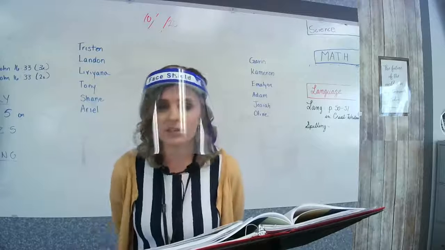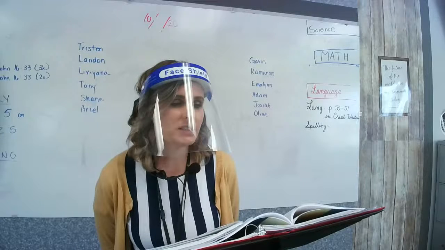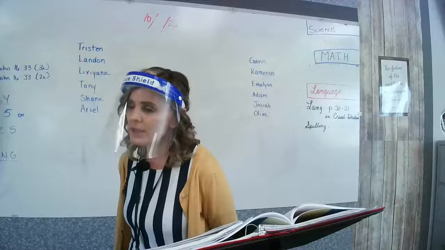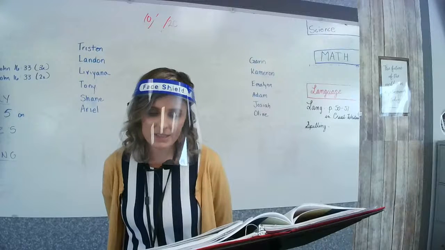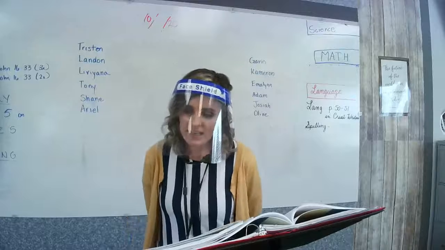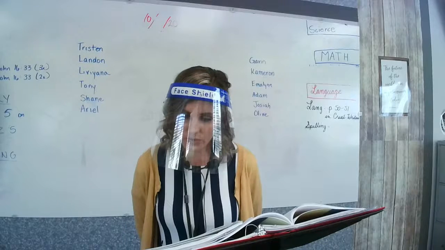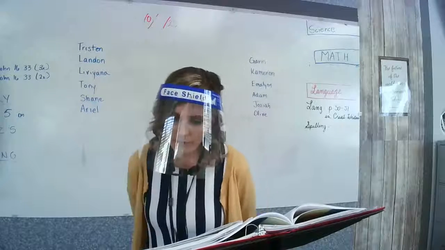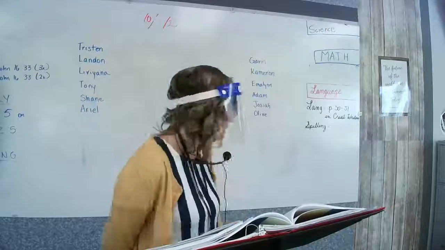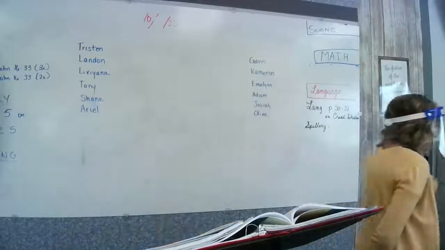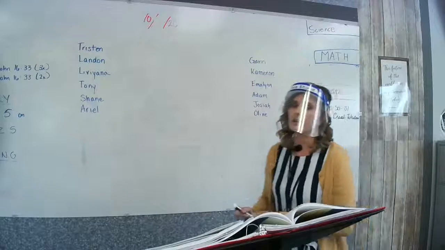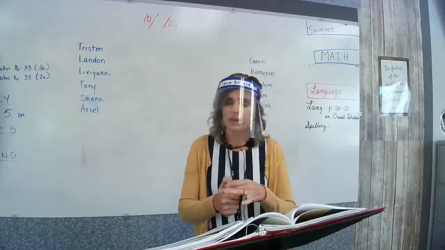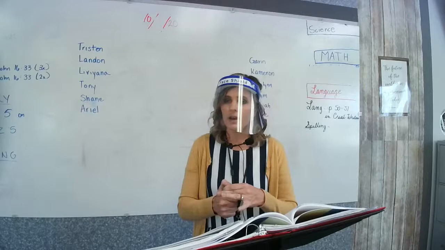Number 11, this is one of your vocabulary words. Highlight it. Monogram. Say it with me. Monogram. A monogram is a single design made up of a person's initials. Okay? One design made up of a person's initials. Okay? Have you guys ever seen something engraved?